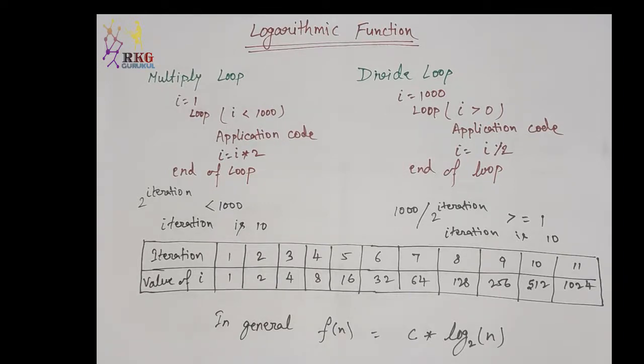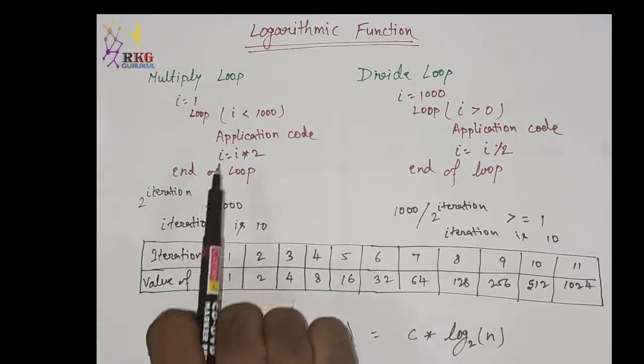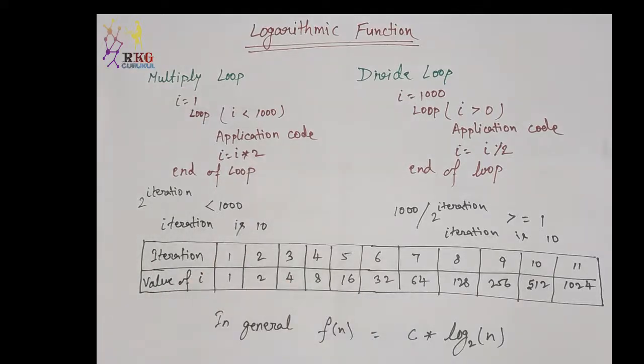So we say that in general, for this type of algorithm which has one loop with multiplication or division on the control variable, the time complexity f of n can be written in the form of log n or c into log n on base 2, because we took multiplication by 2. So the time complexity will be log n multiplied by some constant.